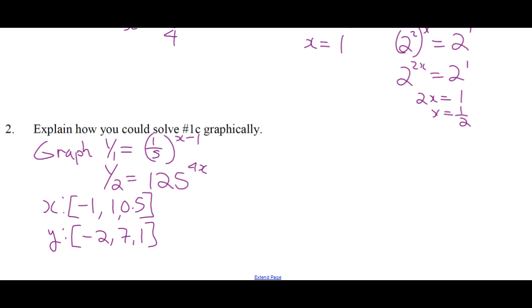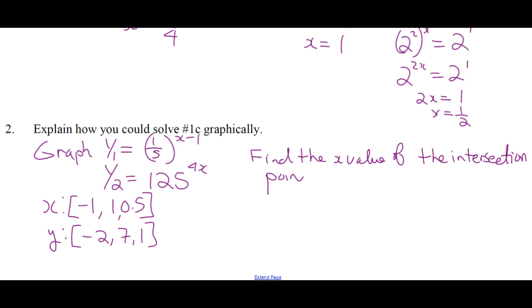And then what? Then the important point, right? Which is find the x value. Find the x value of the intersection point, because that's where the solutions are, right? Find the x value of the intersection point.